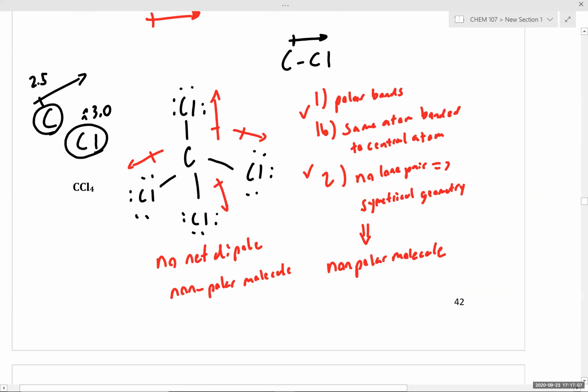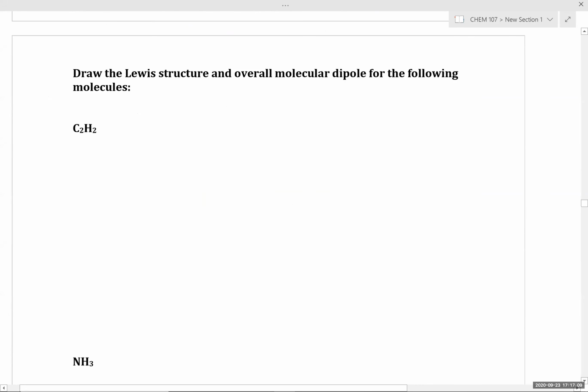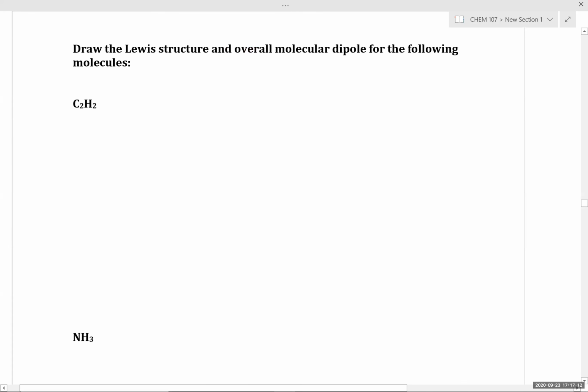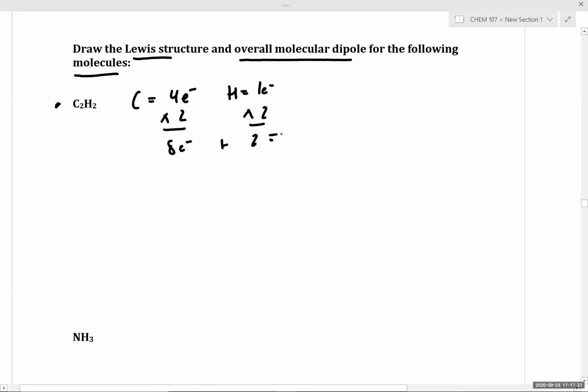If not, let's keep going and let's try to work on drawing the Lewis structure and overall molecular dipole for the following molecules. I'll do the first one and then you can work on this second example. So C2H2. For carbon, we have 4 electrons and we have 2 carbons. That gives us 8 electrons. For hydrogen, we have 1 electron and we have 2 hydrogens. Adding it together, we have 10 electrons.